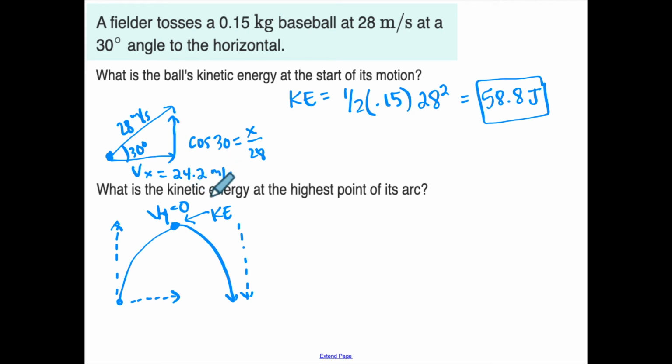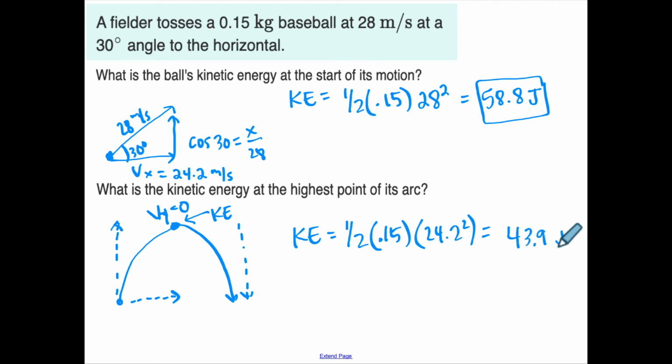And so since this is the only velocity the ball has at this point, we can then plug that into the equation for kinetic energy. Still the same ball, so we have the same mass, but now we only have 24.2 squared for our velocity, and we end up with 43.9 joules as our answer.